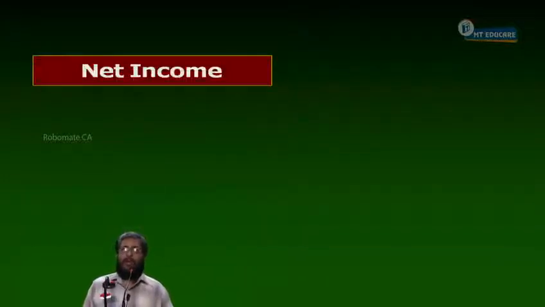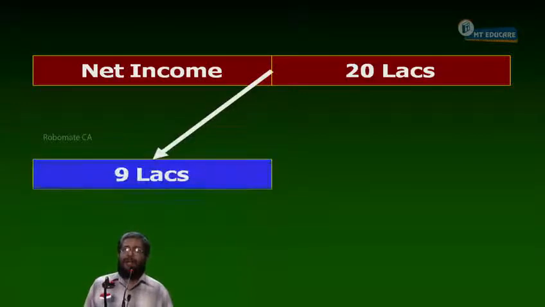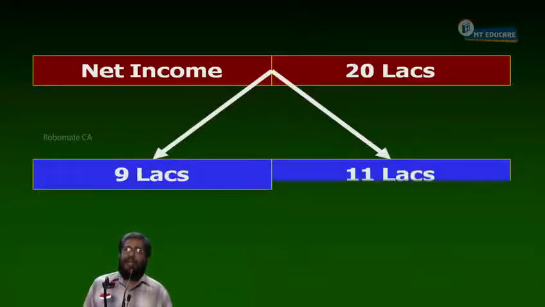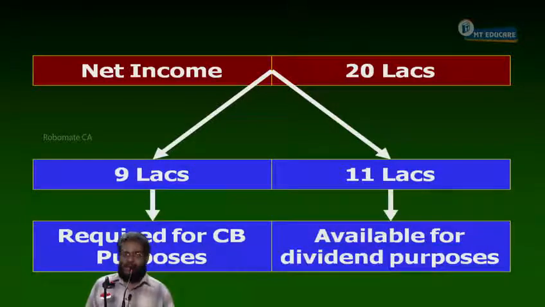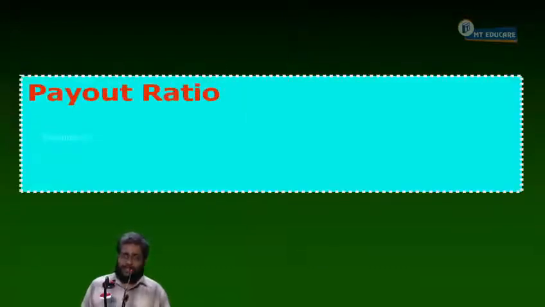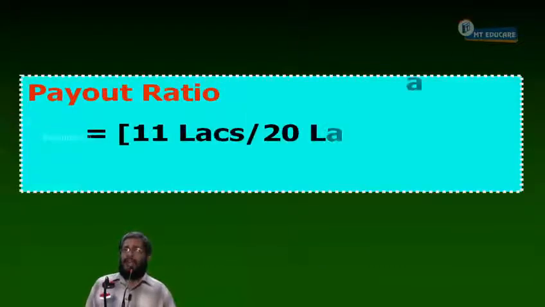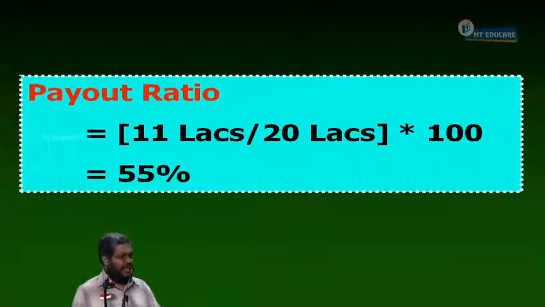So now tell me, how much is the net income available? 20 lakh. In it, surely I set aside 9 lakh for capital budgeting purpose. And the balance 11 lakhs can be given as dividend. Everybody yes or no? And what is the payout ratio? The answer is very simple. Payout ratio is 11 lakhs out of 20 lakhs that I give as dividend. What is the payout ratio? 55%. That is, 55 rupees out of 100 rupees profit is given as dividend. That is the answer for this particular sum.